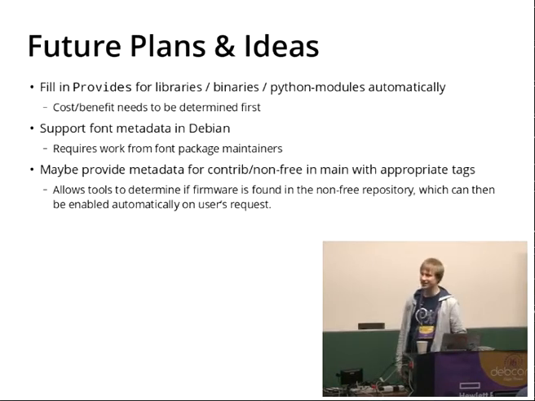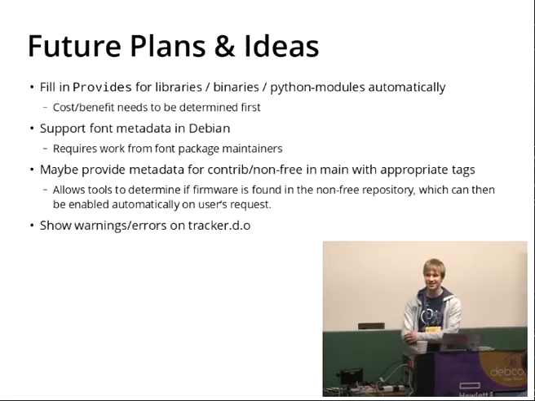This is one controversial entry. It might be useful to provide the metadata that is currently in contrib and non-free in main. So if the user inserts a new device which requires proprietary firmware, the system can ask, hey, this device could work better if we had this firmware, but you need to enable non-free for that. Do you want to do it? This is currently not possible because the system will simply not know that there's something in non-free which could help. So this is an idea to work around this problem. But on the other hand, of course, we would have a very visible reference to non-free in the main archive, which might not be desirable for a project like Debian.